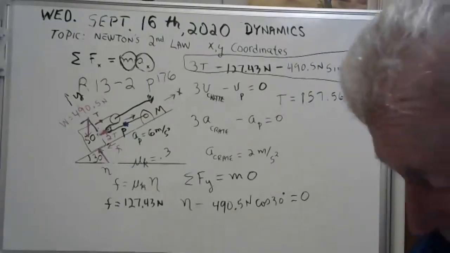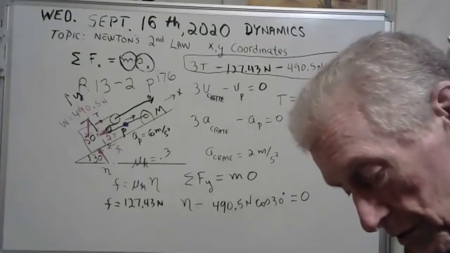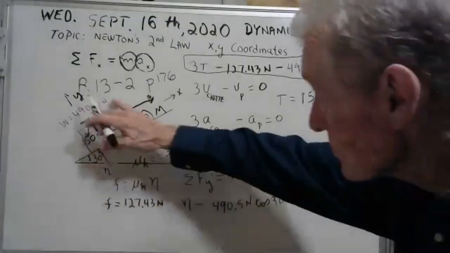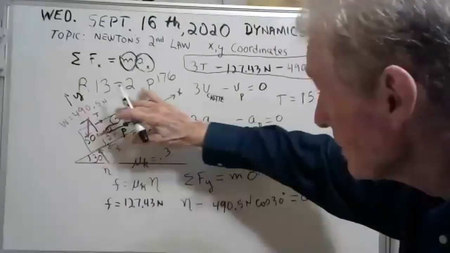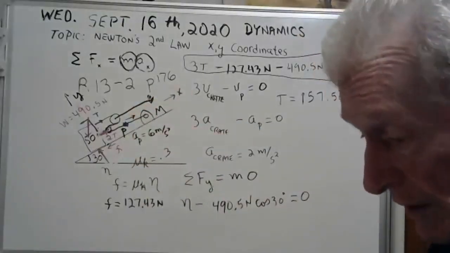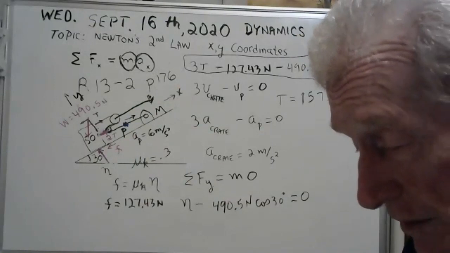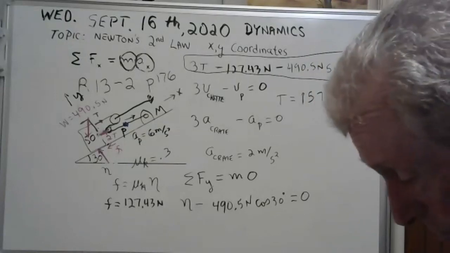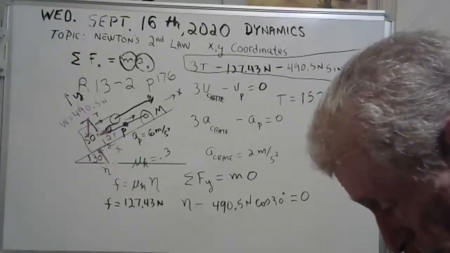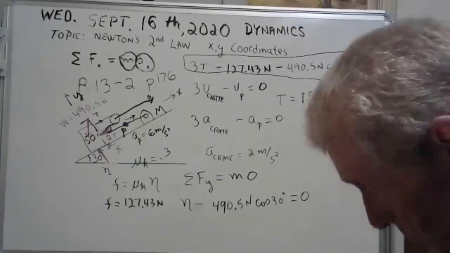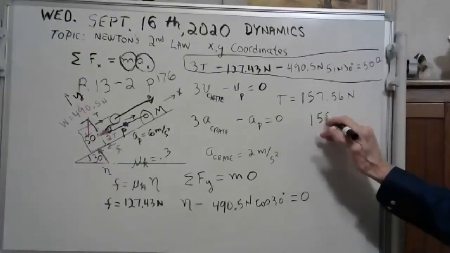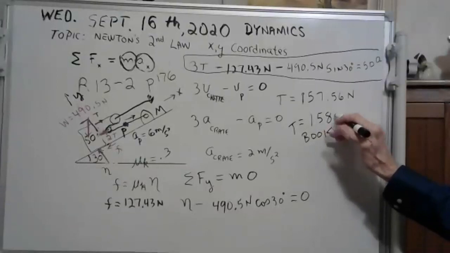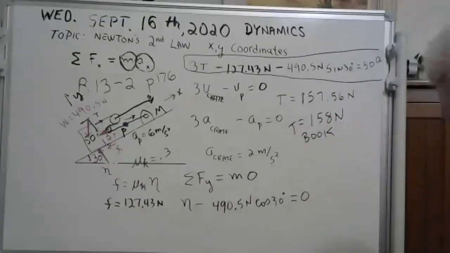Well, we solved the problem. Let's see how we did. Now, in the back, they have answers to the review problems. We're kind of doing a review here. We just did review problem 13.2. It's on page 176. We're trying to know how to use Newton's second law. Okay, let's see what they said. 13.2, the answer book says tension is 158. They just round it off. I think we did great.